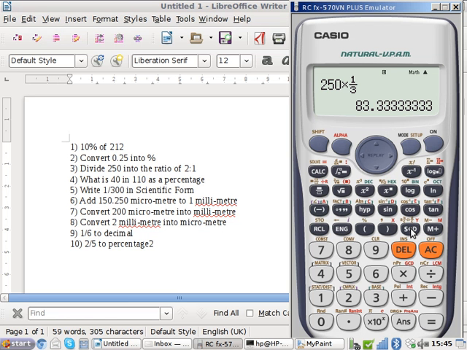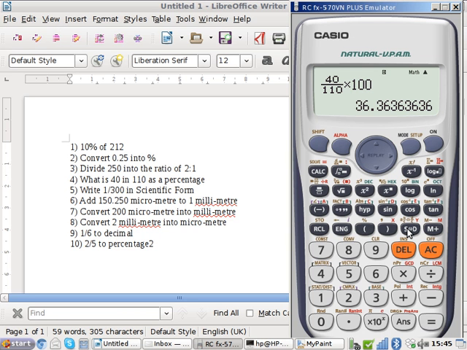Okay, question 4. What is 40 from 110 as a percentage? So the formula for that is 40 over 110. And again, just like earlier, to make it a percentage, because right now it's a fraction, we just multiply it by 100. And that as a percentage is 36.36 recurring.